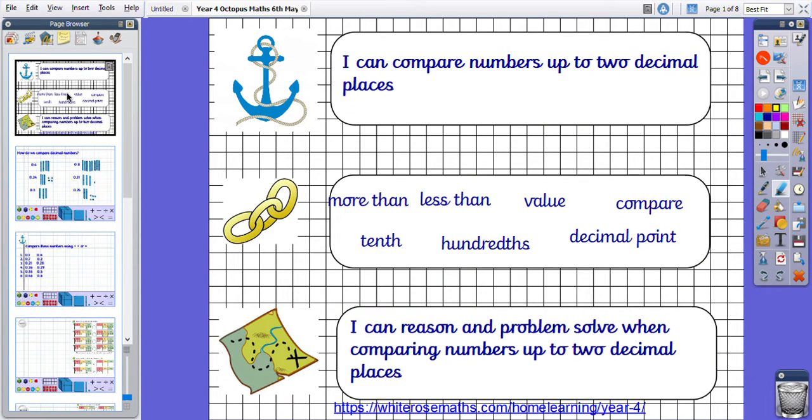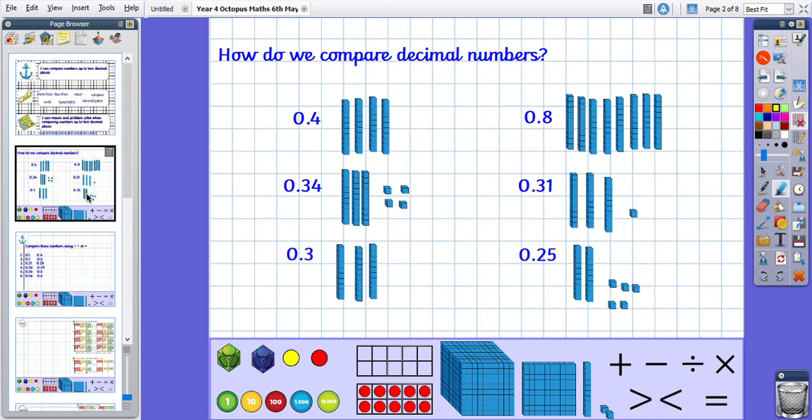Okay, Octopus, your maths test today, you are reasoning and problem solving when comparing numbers up to 2 decimal places. So our anchor is to compare numbers, and the key vocabulary we might need is more than, less than, value, compare, tenths, hundredths and decimal point. So, how do we compare decimal numbers?